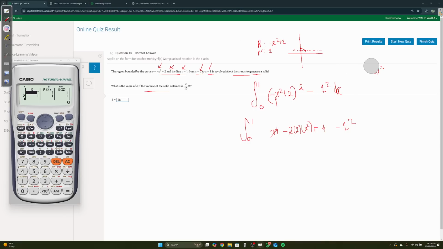Some people don't even use the identities, they just expand it, which is completely correct. But in my opinion, it will save you a lot of time knowing the identity. It's 2 seconds. They solve like this and they distribute. This is completely normal. So anyway, let's continue from 0 to 1: x to the power 4 minus 4x squared. 4 minus 1 is 3, so plus 3 dx. Integrate, so you're getting x to the power 5 over 5 minus 4 over 3 x to the power 3 plus 3x, between 0 till 1.